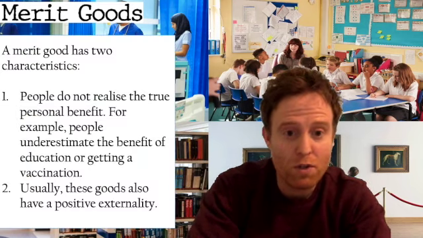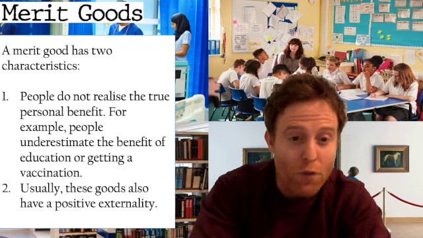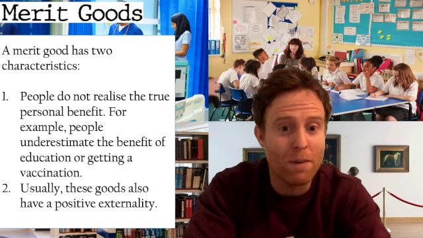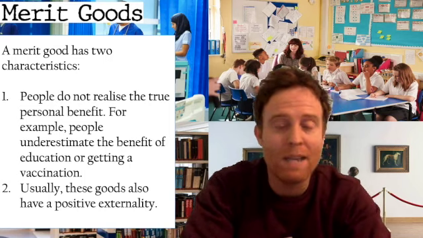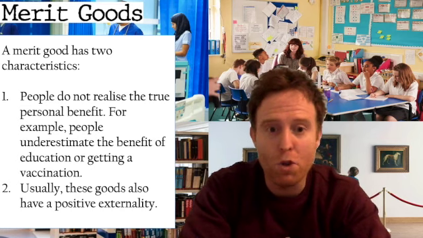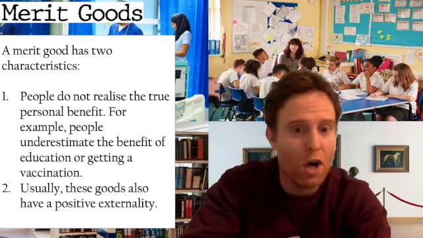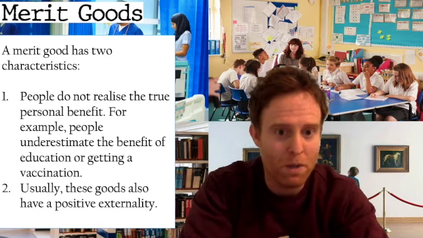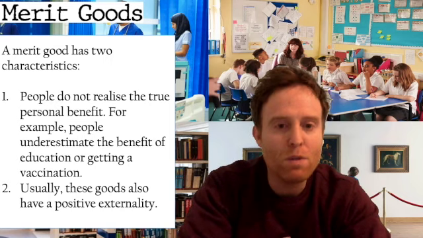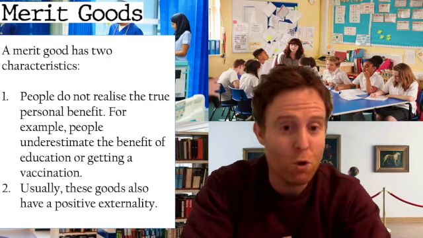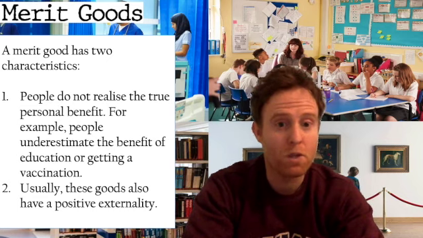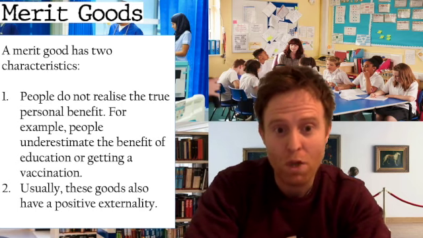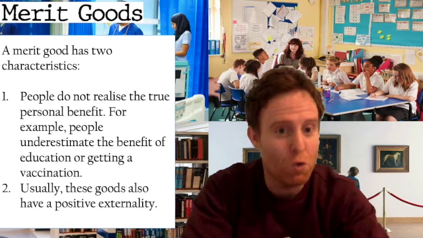When we're looking at the characteristics, the first characteristic is often that people do not realise the true personal benefits, and they often underestimate the benefits of these types of goods. That might be underestimating the benefit of education, or of vaccinations or healthcare. When we say they underestimate or do not realise the true personal benefits, what we mean is that if it was left to a free market, it might be underconsumed. That could be because they might not be able to afford it, but it might also be because they're not willing to pay a substantial amount for these types of goods, because again they underestimate the true benefits of them.